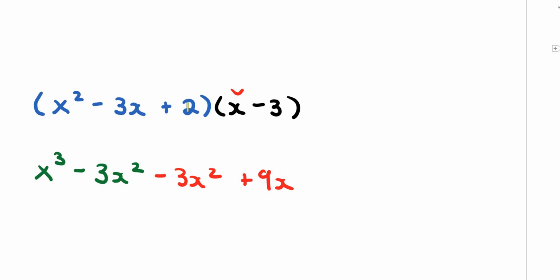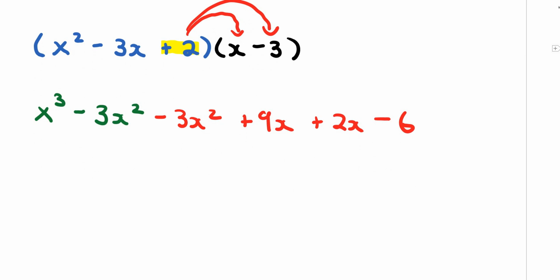And then let's highlight the positive 2 here, and the positive 2 times this x will give you positive 2x. And then 2 times the negative 3 will be negative 6. Okay, and finally, with most of these problems, we now have to collect like terms here. So I have my x cubed. There's no other like terms with the x cubed, so that goes away.